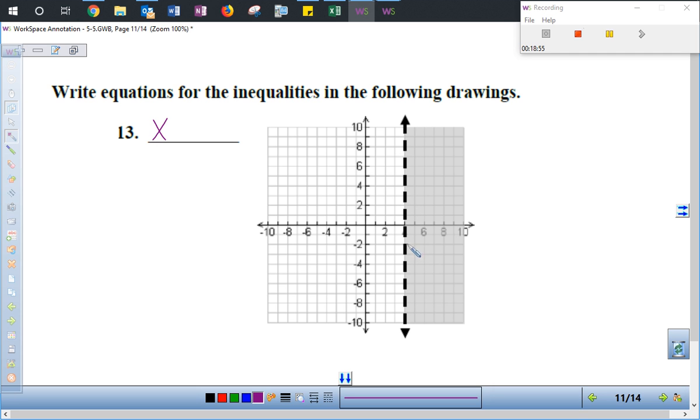Now, let's look at the number that it goes through. So here's 1, 2, 3. It goes through 4 on my x-axis. So that's the number we're going to be dealing with. Now let's look at where they shaded. They shaded where the x values are bigger than 4. So that means we have two options. We can either be dealing with greater than or equal to. But since this is a dashed line, that means it's going to be greater than.